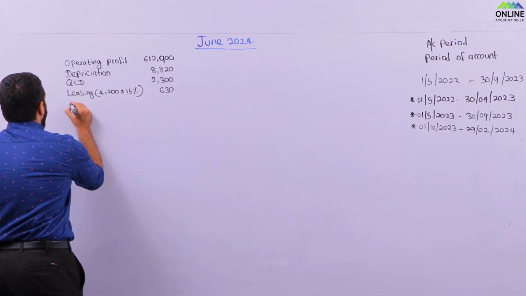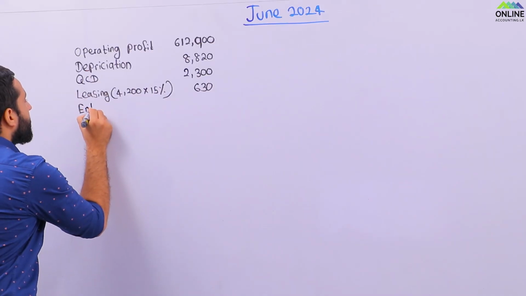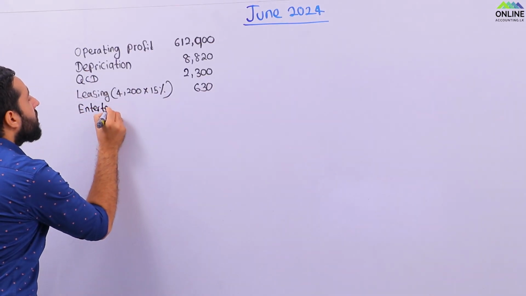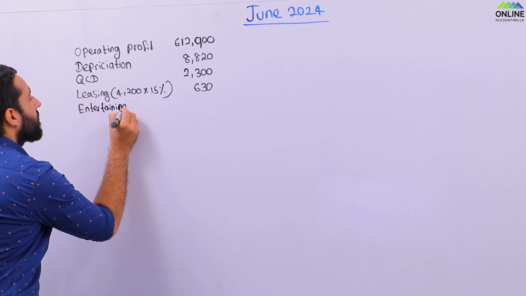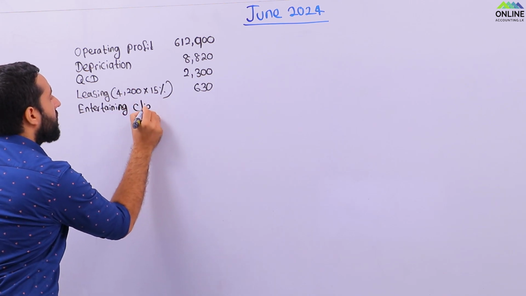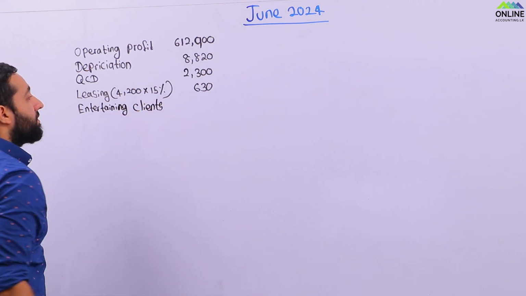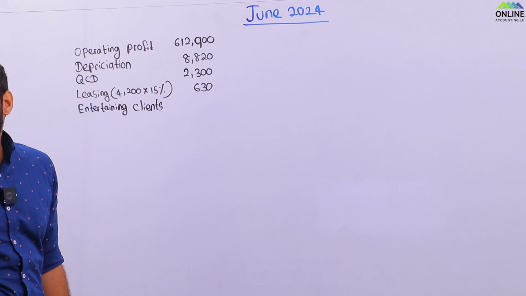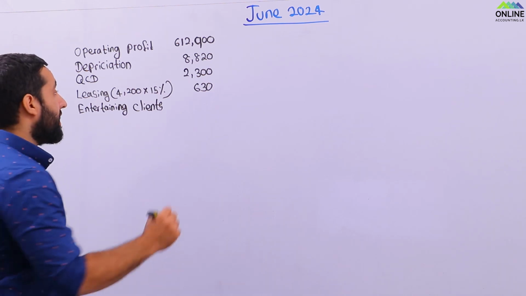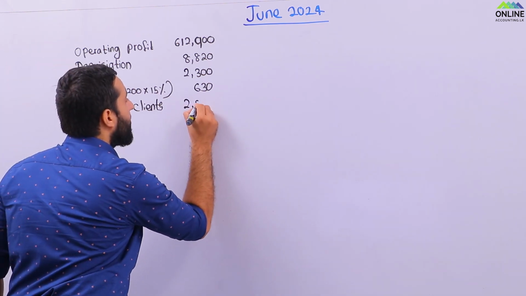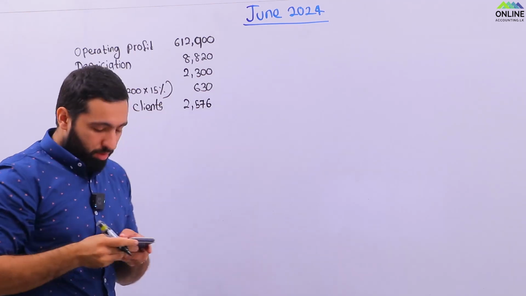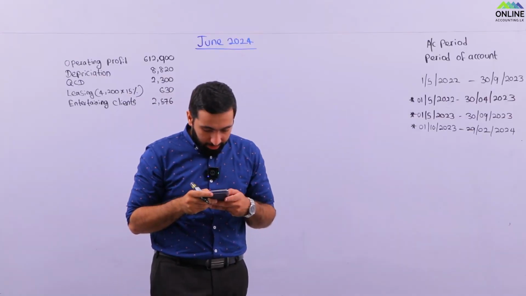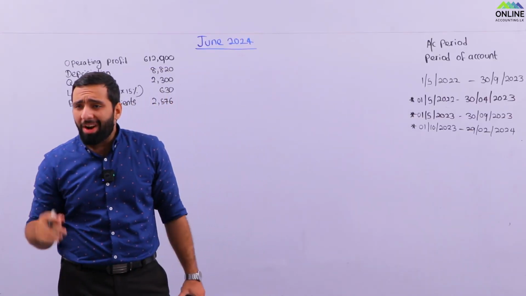Okay, entertaining clients, it is disallowed. How much is it? Yes, 2,576. You have to add it back. 2,576. Okay. And then what else?